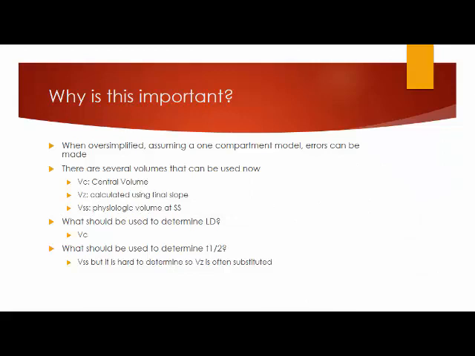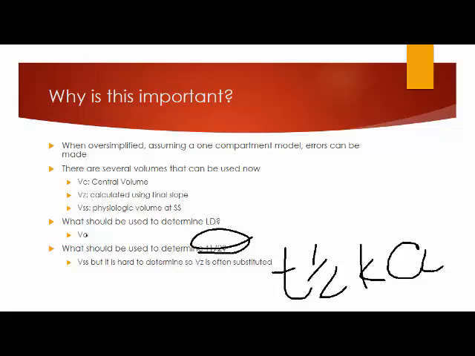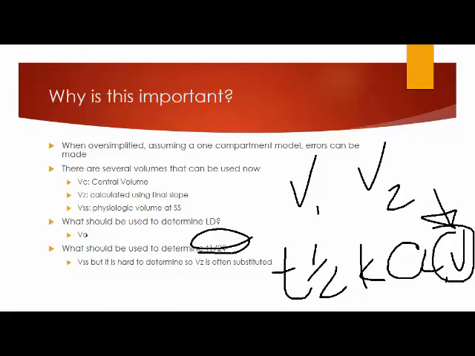So what should we use when we're doing loading dose? VC. What should we use when we're determining half-life? Remember, half-life and K are dependent upon clearance and volume. So what volume do we use here? Do we use V1, V2, something in between? Well, we use actually this calculated VZ. And again, we assume that it's approximately equal to that physiologic volume at steady state.